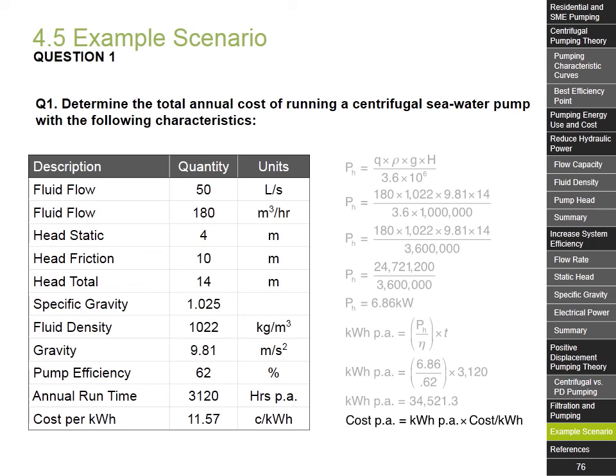The cost of the system is then the total kilowatt hour use multiplied by the total cost per kilowatt hour, which we know is around 11 cents. So the cost of running the pump at the required flow rate would be $3,994.11 per annum.